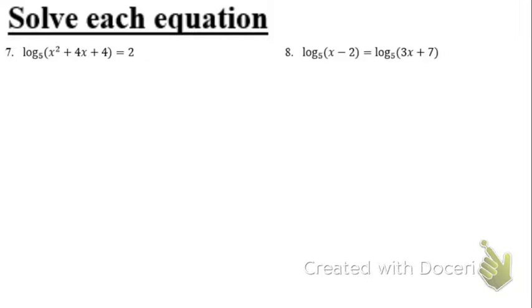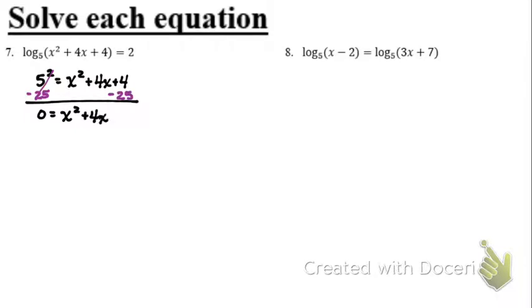What can I do on number 7? 5 squared equals x squared plus 4x plus 4. Absolutely. We have a quadratic equation here. I always need quadratic equations to be equal to 0. So I'm going to subtract 25 from both sides. So I get 0 equals x squared plus 4x minus what? 21. We're going to factor this guy.